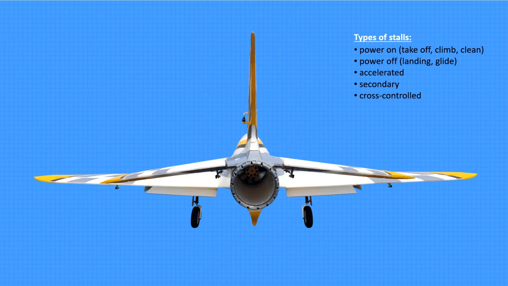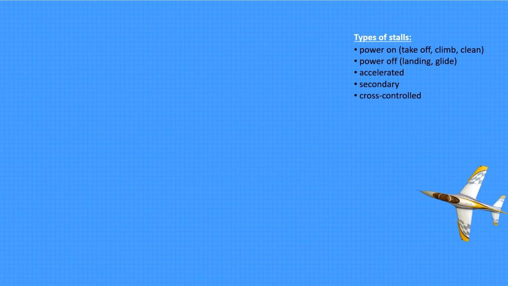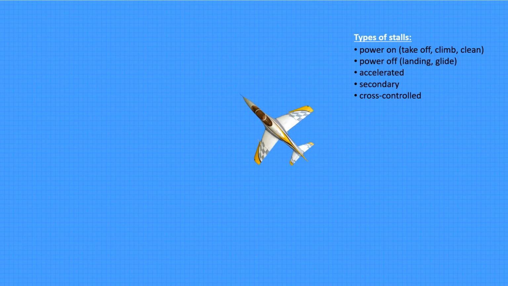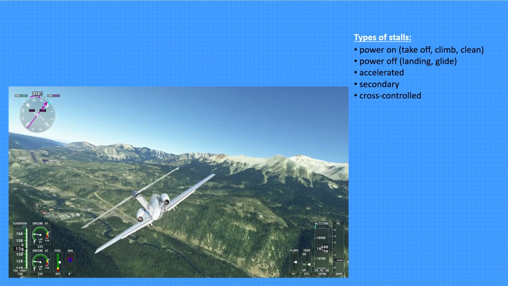The final type of stall that's a major concern here is the cross-controlled stall. Any type of uncoordinated turn is potentially dangerous in the landing pattern, although I have seen many pilots, from beginner to expert, successfully pull off a rudder-only skidding turn outside of the pattern.